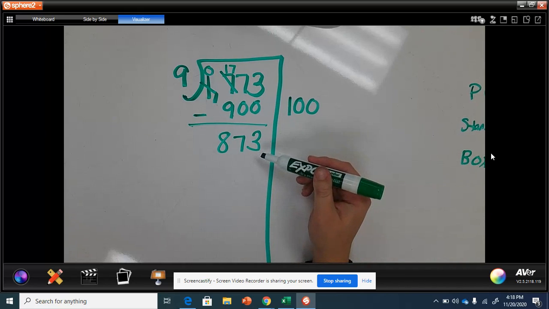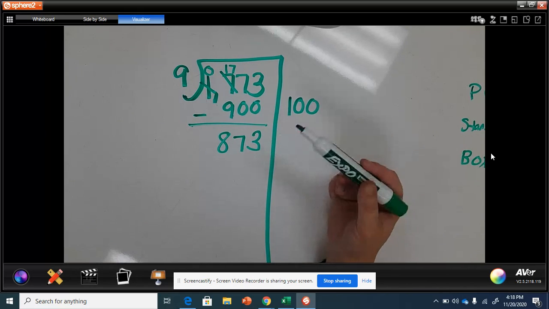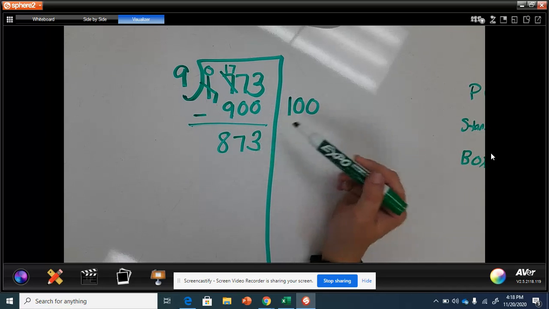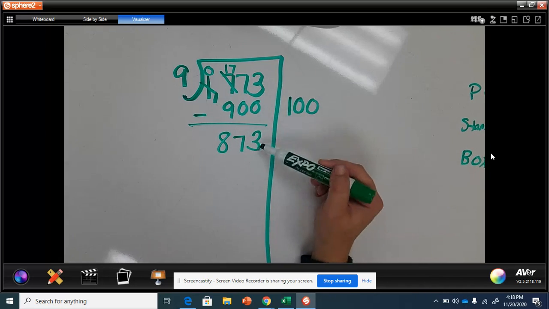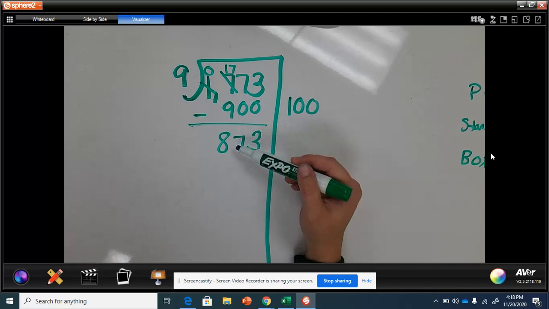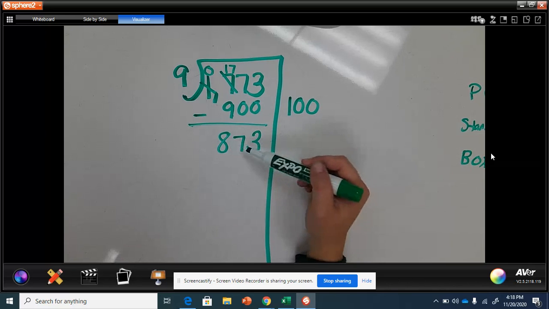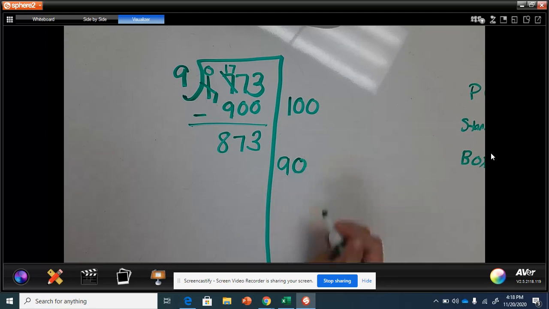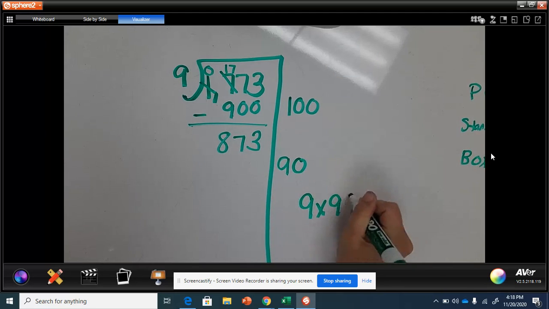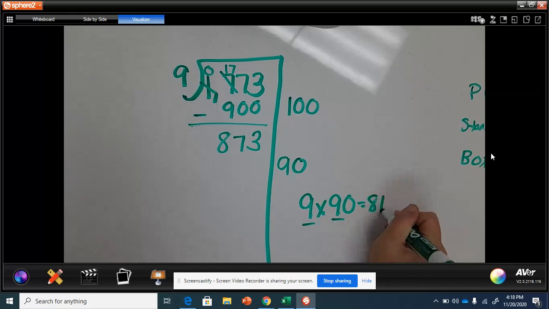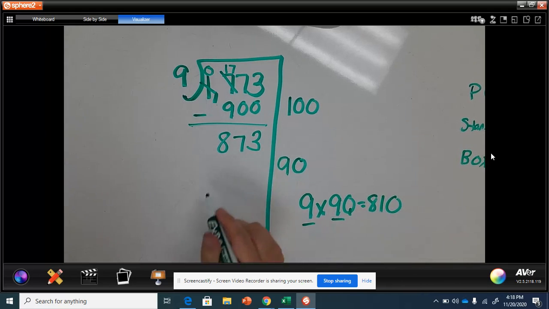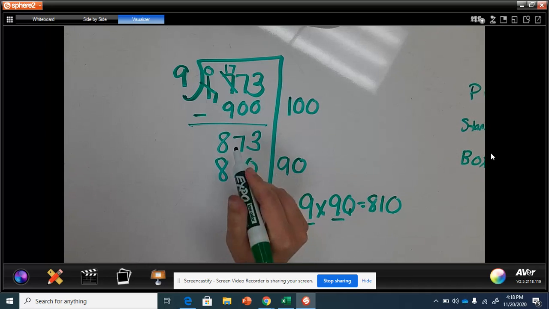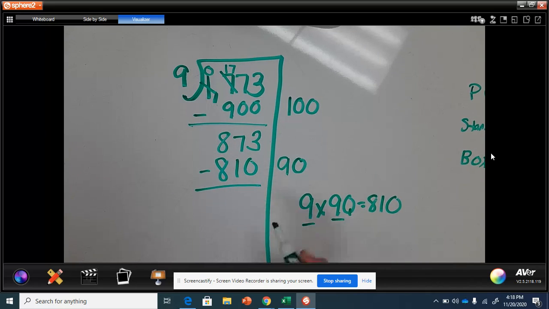I'm down to 873, so I'm asking myself, how many times does 9 go into 873? Well, I can't do another 100 because 900 is larger than 873. So I'm thinking about how many times 9 goes into about 800. Well, I know 9 times 9 is 81. So that means 9 times 90, if I do that over to the side, 9 times 9 is 81, 810. That's really close to 873. So I'm going to do 873 minus 810. 3 minus 0 is 3, 7 minus 1 is 6, and 8 minus 8 is 0.